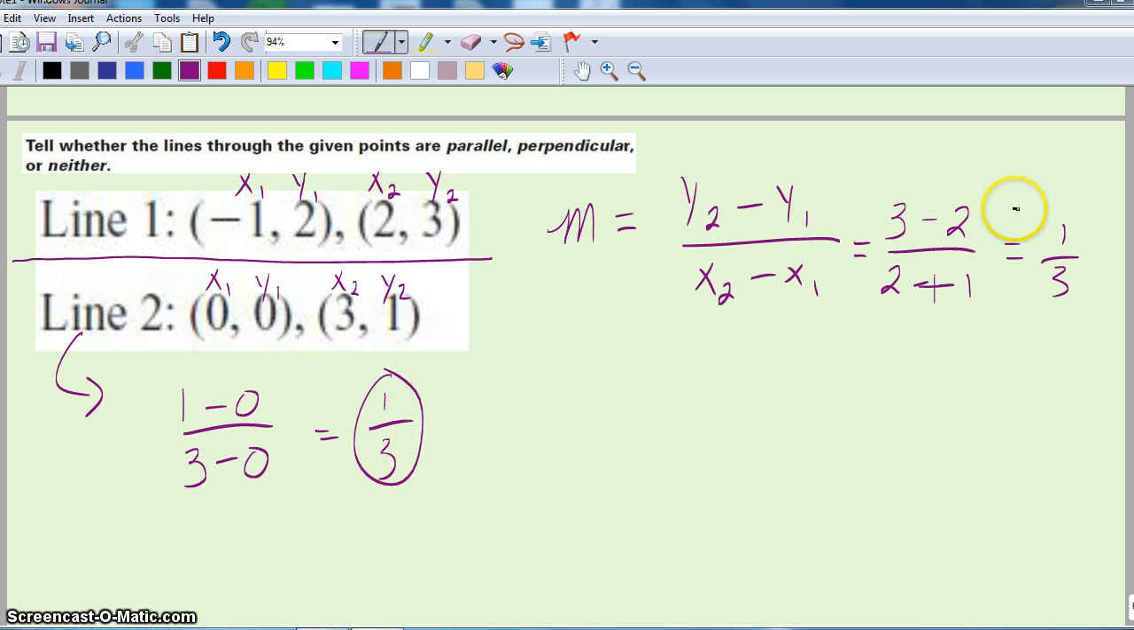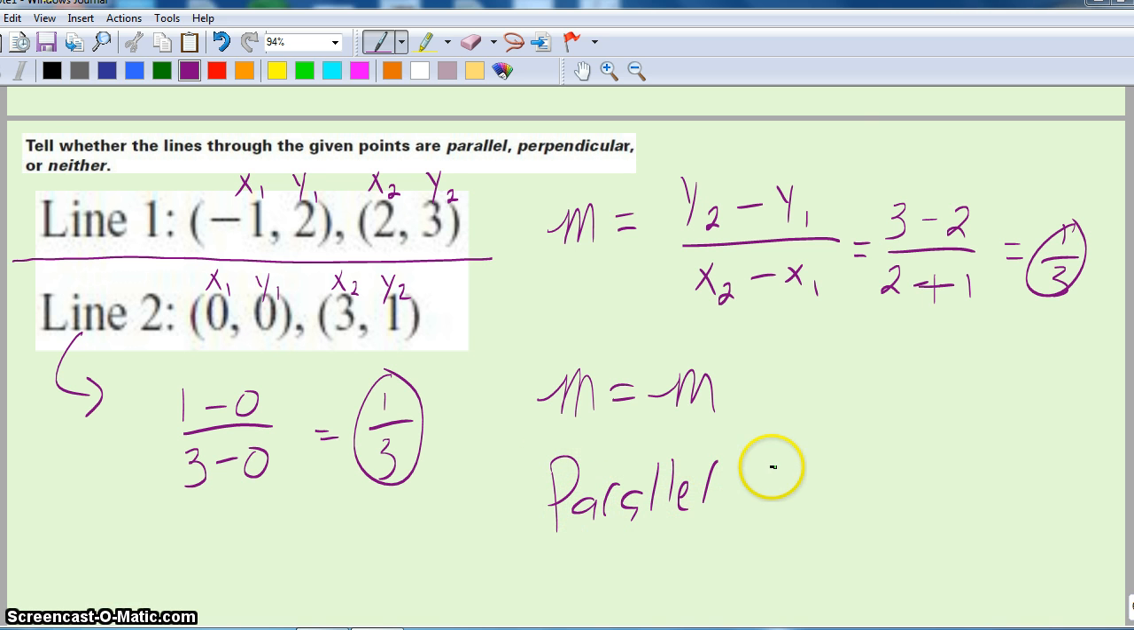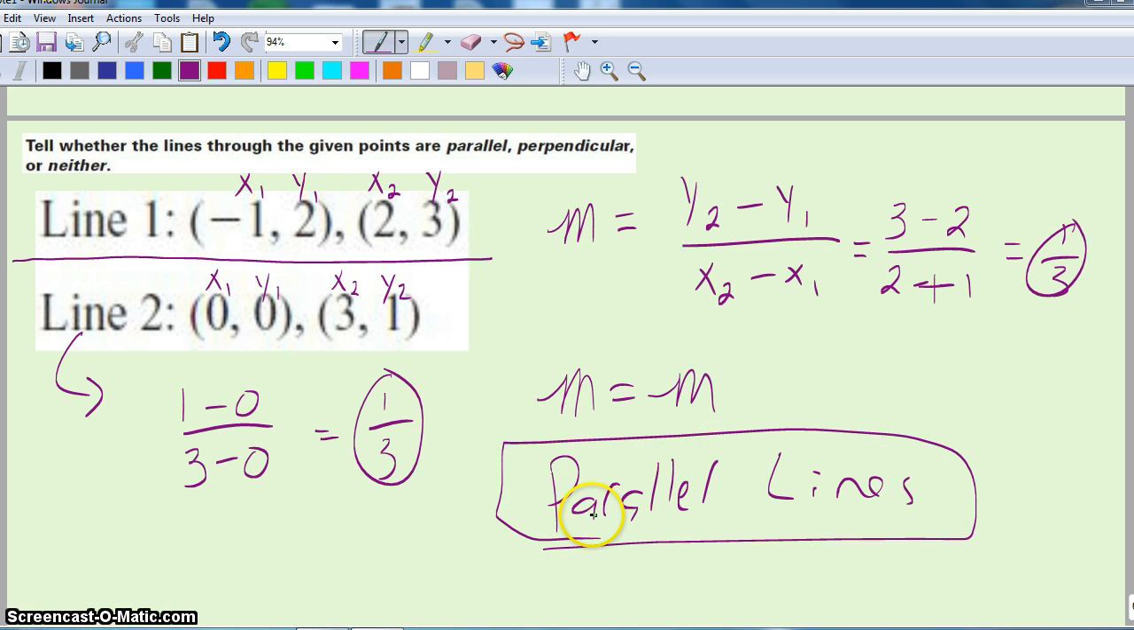You have 1/3 and 1/3, meaning that your two slopes are equal. And when they're equal, you have parallel lines. So these are parallel lines. Now had you multiplied them and they equal -1, they would be perpendicular. And if there were none of them, then you put neither.